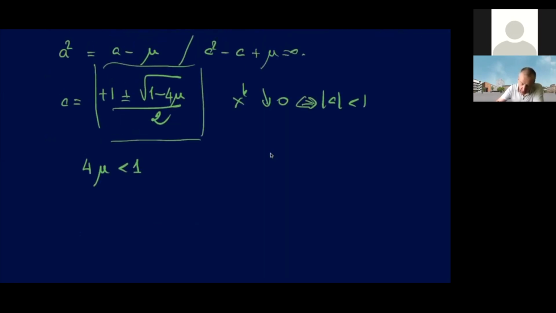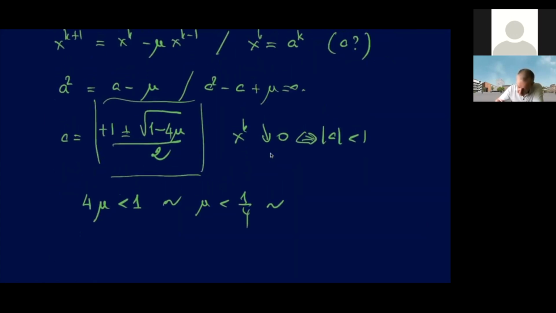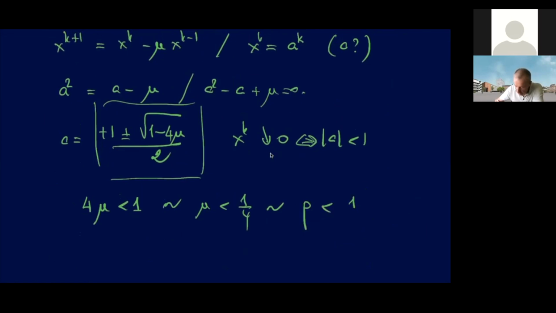Of course, there is a condition. The condition is 4 mu less than 1. But what does it mean? It is equivalent to mu being less than 1/4. But what is mu? Mu, we said, was rho lambda. So this means that the step rho has to be smaller than 1/4 over lambda.